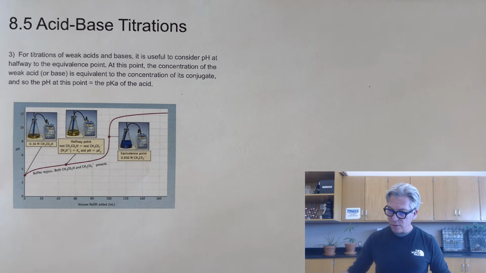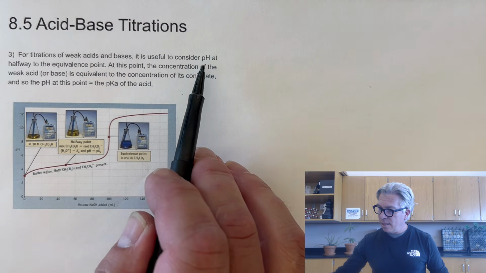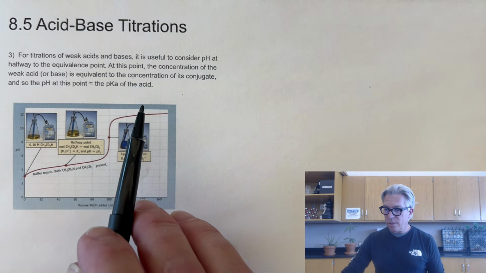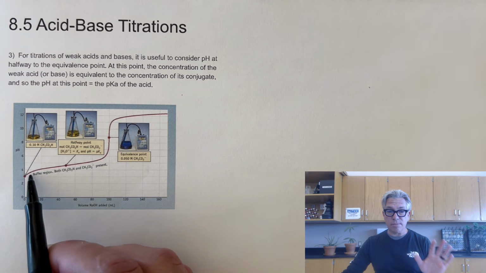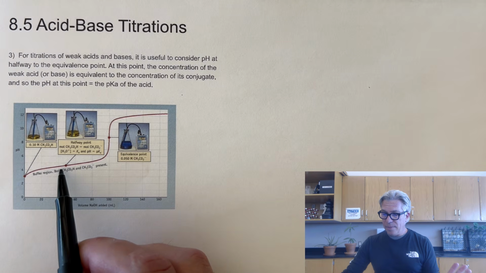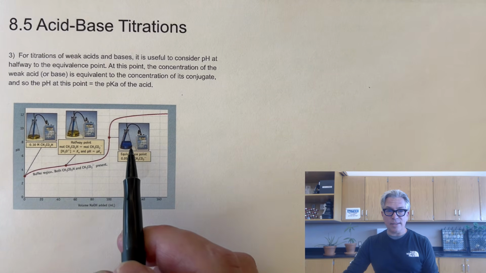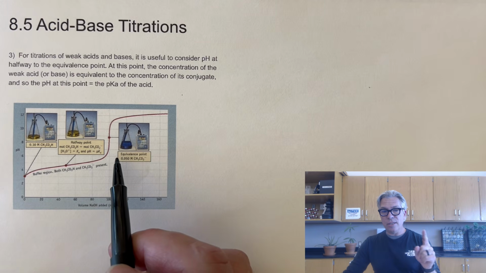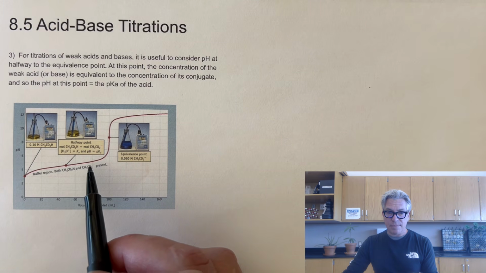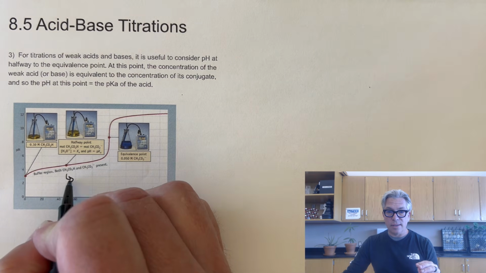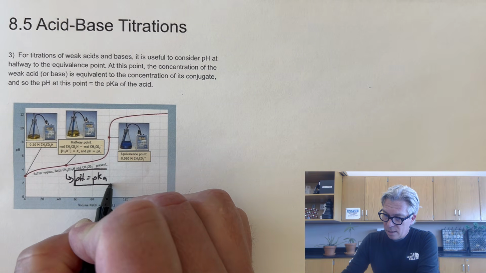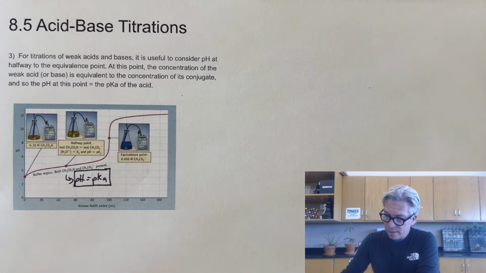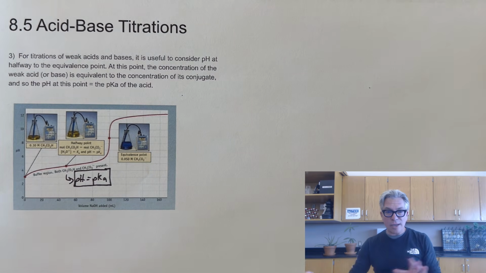And when you do titrations, especially weak acids and bases, it is really cool and important to consider the pH halfway to the equivalence point. This is huge, guys. So pay attention. At this point, if I've neutralized half of my weak acid, I have now produced an equivalent amount of its conjugate base. That means the ratio of the acid to the base, or the base to the acid, is 1. They're the same. And that means the pH equals the pKa at that point. Okay, it's a magical time during a titration.